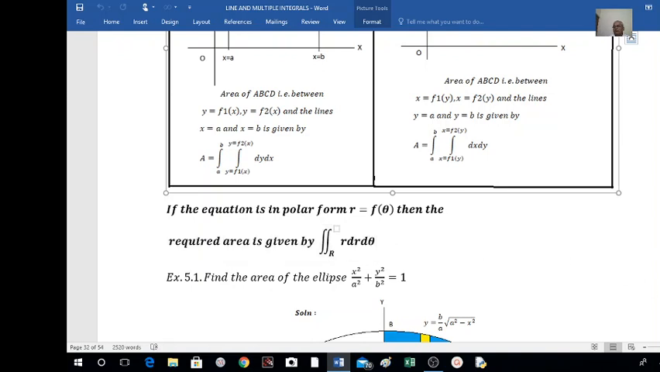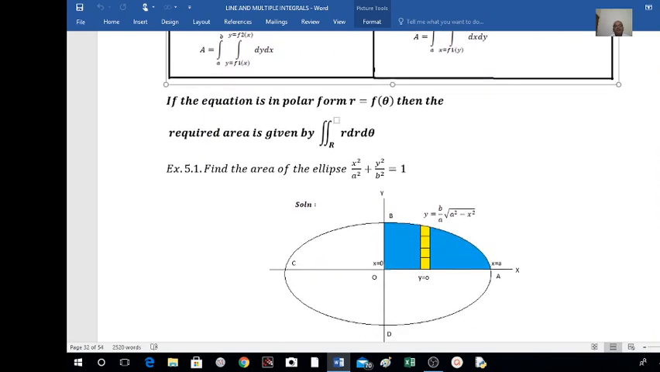One example. Find the area of the ellipse x square by a square plus y square by b square equal to 1 by double integration. So here, this is the figure. This is x square by a square plus y square by b square is equal to 1.